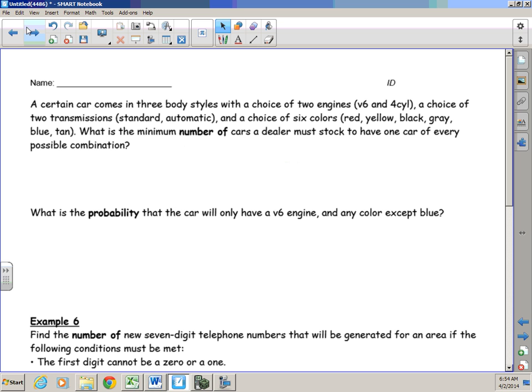All right. Now, let's get into some problems where it's not necessarily so easy to do with the factorials. So I have a car that has 3 body styles, 2 engines, and 2 transmissions. And what is the minimum number of cars the dealer must have? Oh, and 6 colors. Well, you remember your counting method. He needs 72 different types of cars.